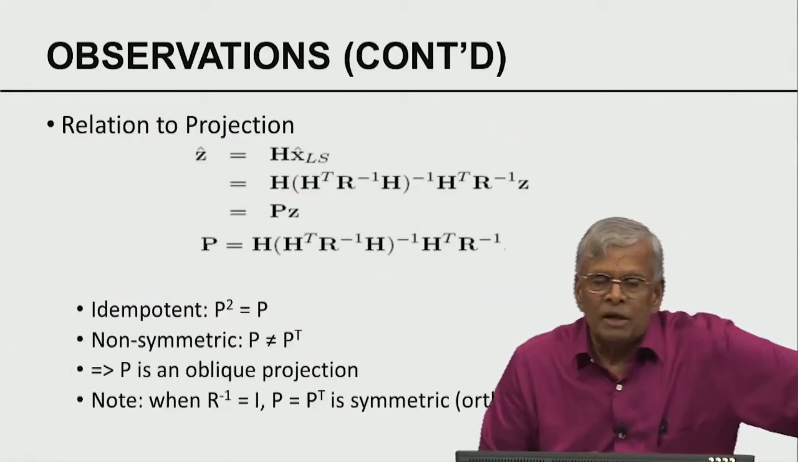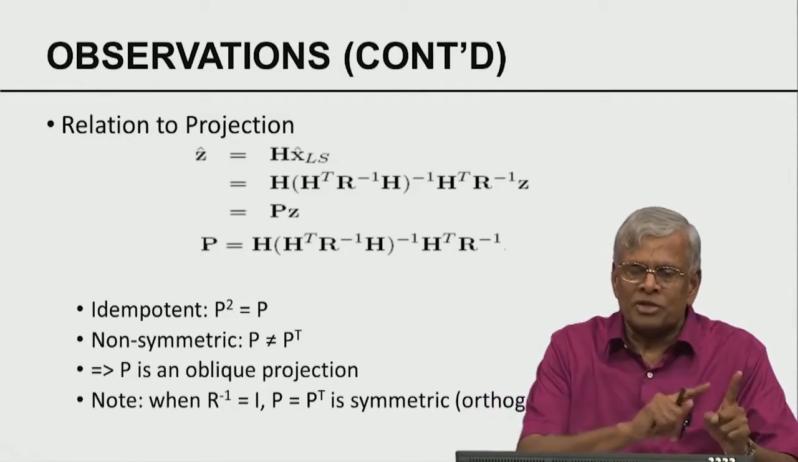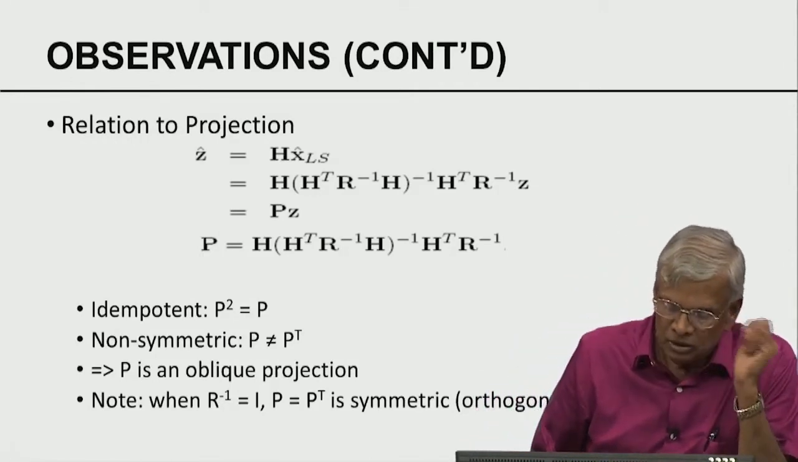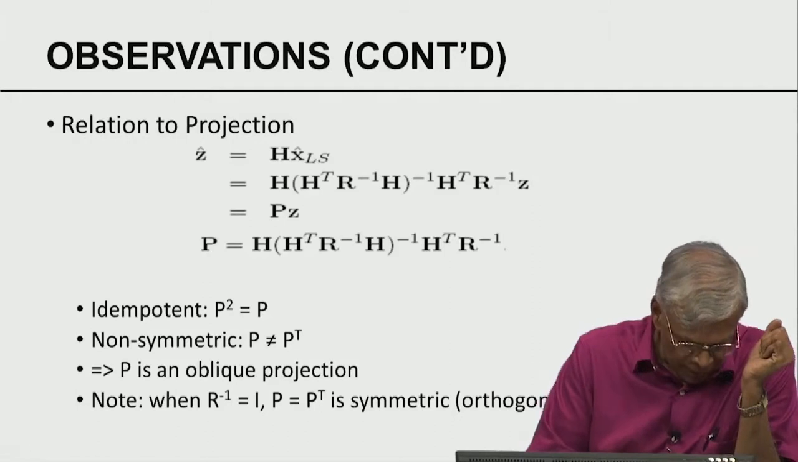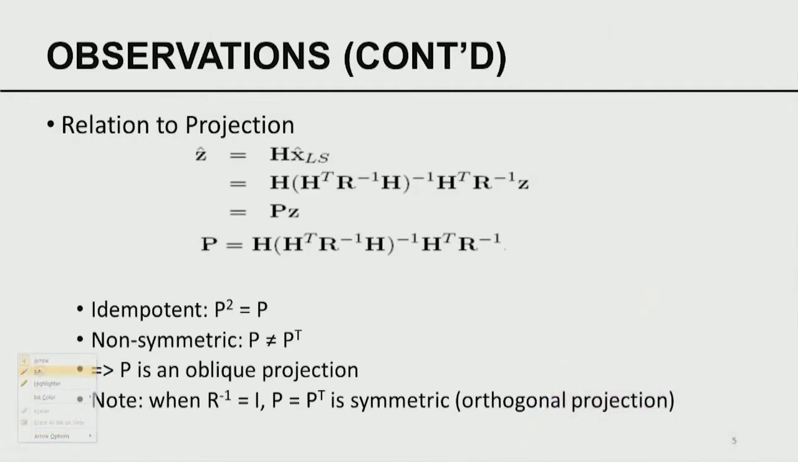Please remember, we have already talked about the relation between projections and least square estimates. So relation to projections, I would like to bring to our attention. So what is z hat? We can think of it like this now. This is the span of H. We have already talked about it in our deterministic methods.